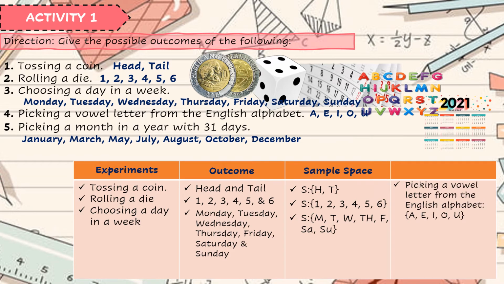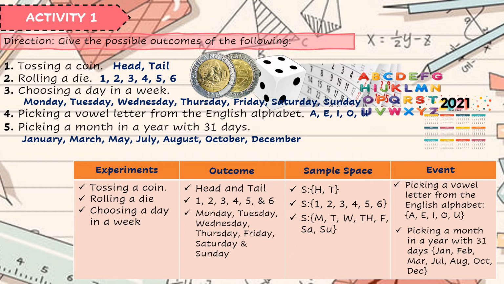And lastly, yung problem natin sa 4 and 5, picking a vowel letter from the English alphabet with our answer A, E, I, O, U. And for number 5, picking a month in a year with 31 days, January, March, May, July, August, October, and December. Ayan. So, ang tawag naman dito ay event. Event is a list of favorable outcomes.